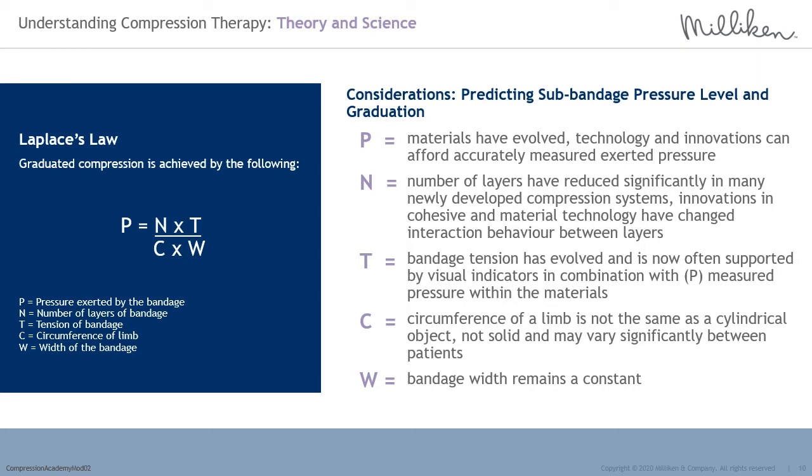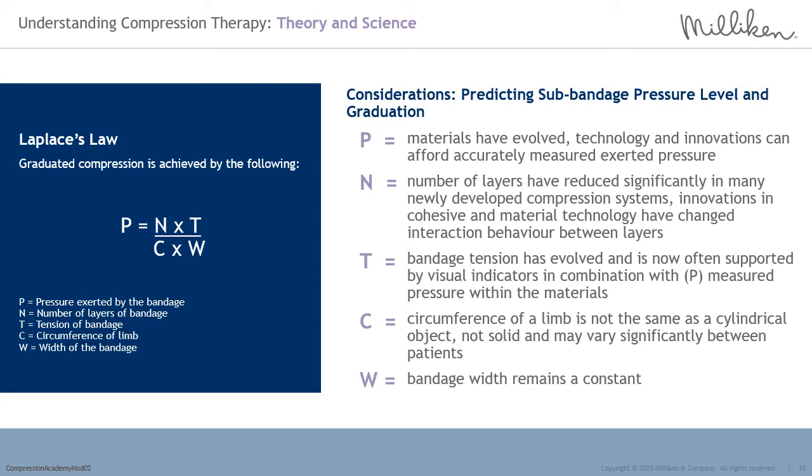Bandages are often supported by visual indicators in combination with measured, more accurate stiffness and pressure delivery properties built within the materials. C represents limb circumference. This has largely been accepted as gradually increasing, and as such compression levels theoretically will reduce. However, the human limb is neither a cylindrical object nor solid and may vary significantly between patients in relation to their tissue density, limb volume and fibrosis level.